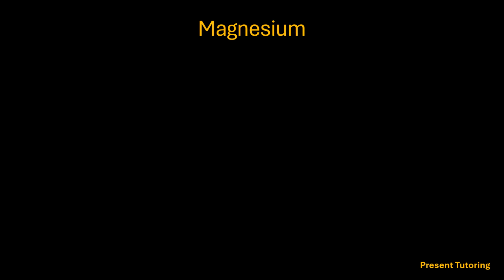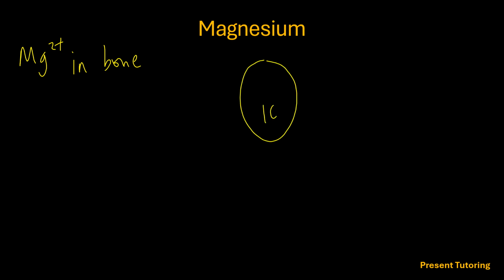And then finally, we can talk about magnesium. Magnesium, Mg2 plus, is very prevalent in the bone. But apart from that, if we were to look at the ICF and the ECF, you definitely find that magnesium is more prevalent in the ICF as well.